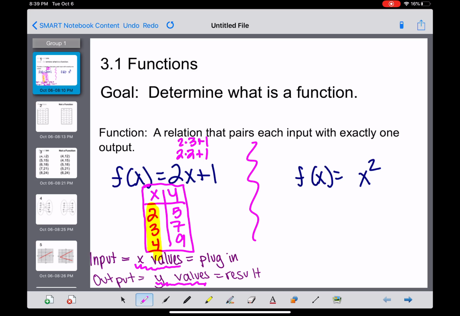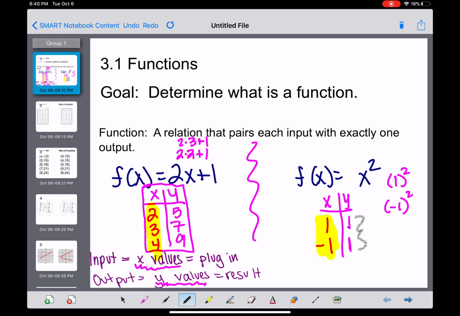This also works for squaring. So if I have an input of 1, 1 times 1, or 1 squared, is 1. If I have an input of -1, -1 times -1 is +1. This is still a function because x has a special relationship. Every single time I plug in 1, I get out 1. Every single time I plug in -1, I get out 1. It is okay for the y values or the outputs to repeat. It is not okay for the x values to repeat.